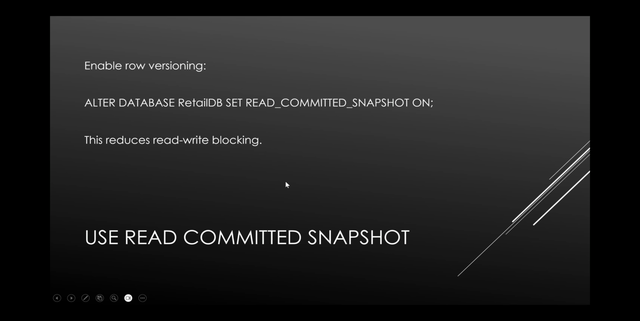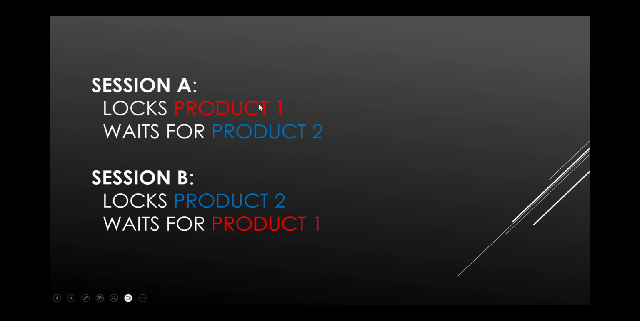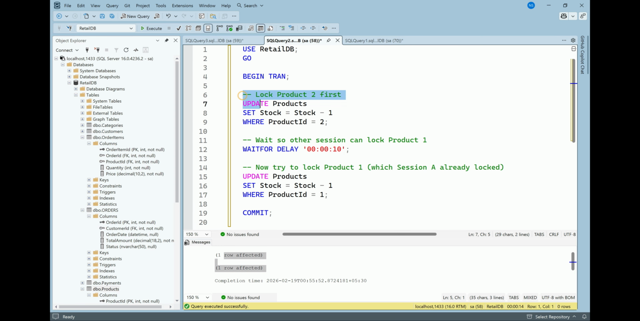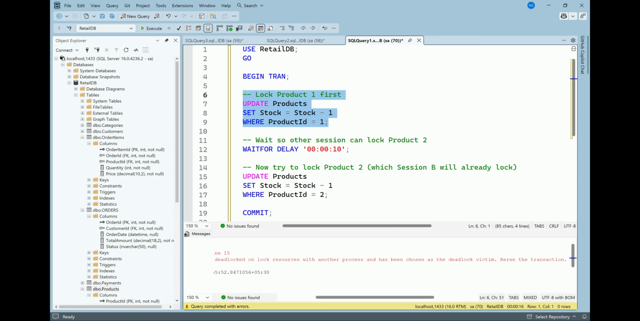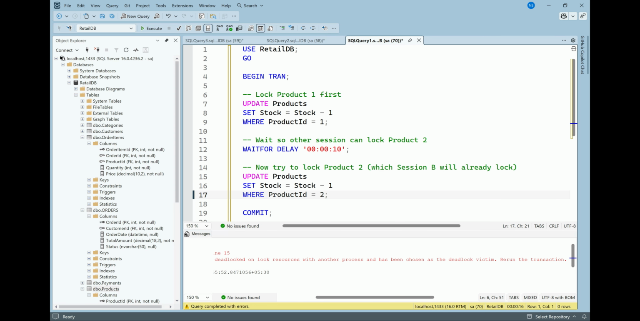And as we discussed earlier, always access resources in the same order. In this example, in session A we updated product one first and product two next, but in session B we updated product two first and product one next. Don't do it like this. Always use the same order: product one, then product two. Just for understanding purposes, I did it this way here. But if you always use the same order, we can mostly avoid deadlocks.